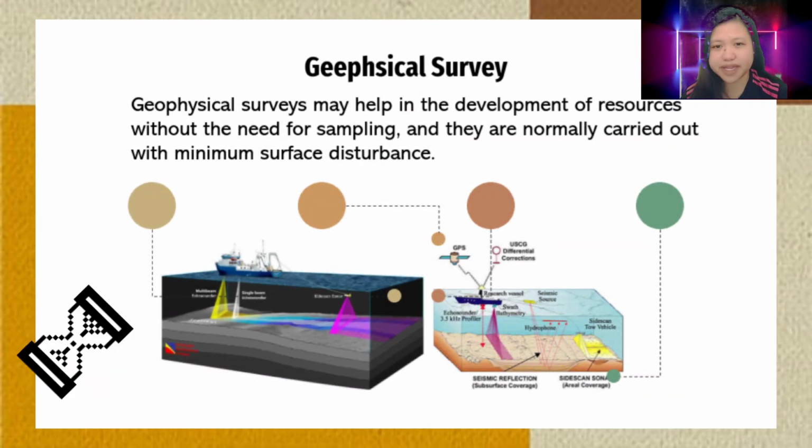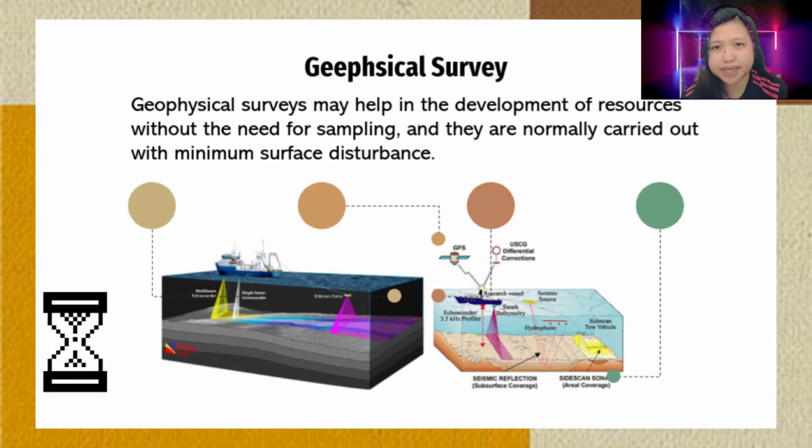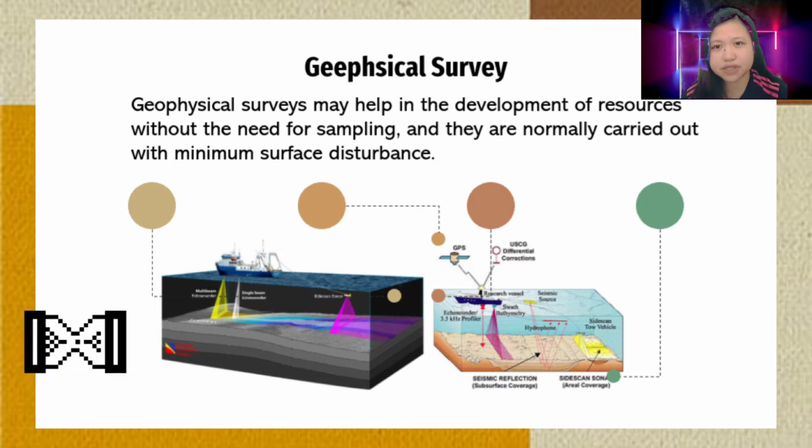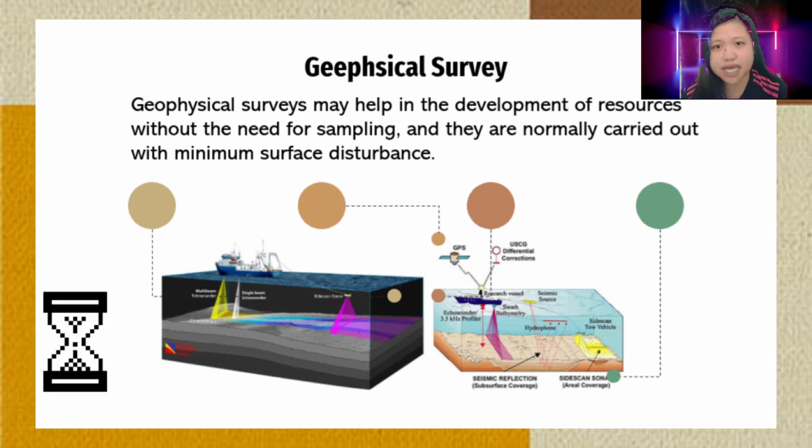Geophysical survey. Geophysical surveys may help in the development of resources without the need for sampling, and they are normally carried out with minimum surface disturbance. Different kinds of geophysical surveys use different applications and facilities to measure different physical properties of the Earth. Geophysical surveys may be carried out underground or from the air.